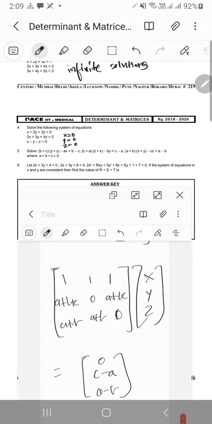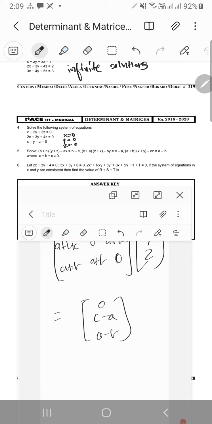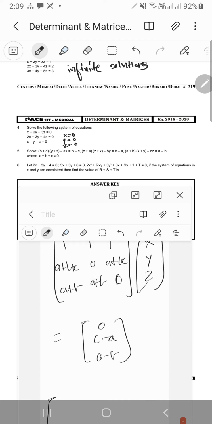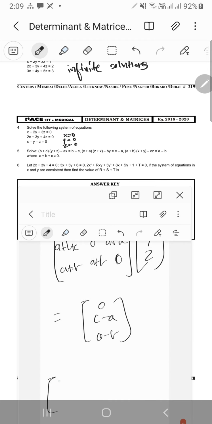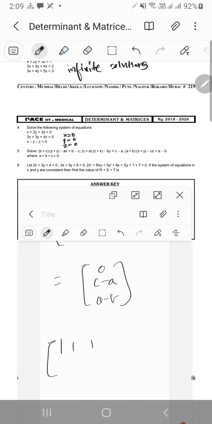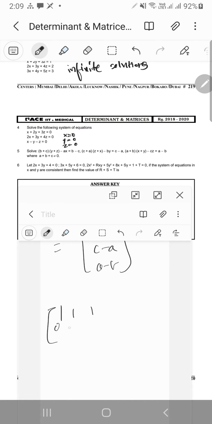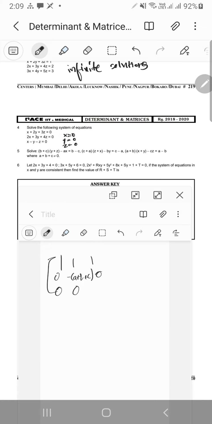That's nice, that's really nice. Oh, so we can also do it like this. Because it's 0, nothing matters really, just 1 1 1. Yes, 0 minus of a plus b plus c, 0, and then 0, 0 minus of a plus b plus c.